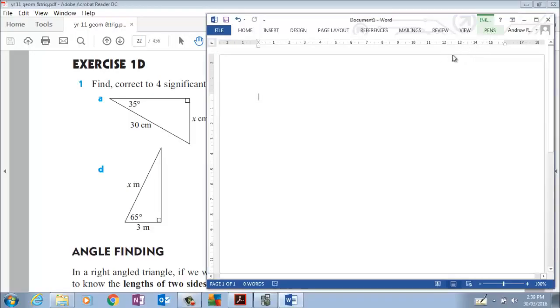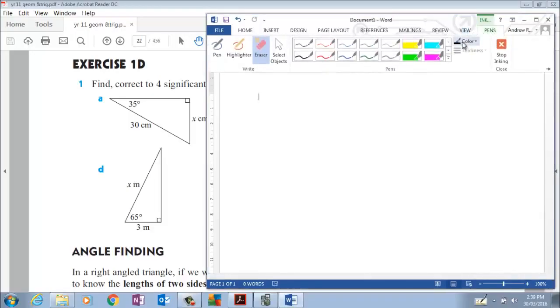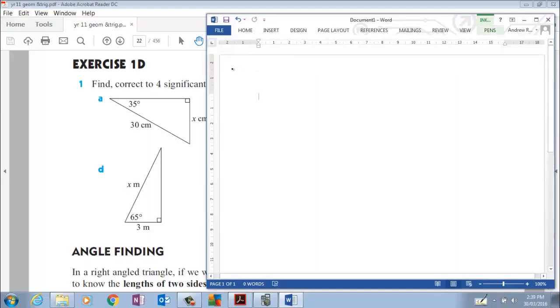Okay, now we're going to do exercise 1D, and this involves trigonometry, which should have been taught to you at length last year. First of all, we have right angle triangles, and in this one it's 35 degrees, 30 centimeters for the hypotenuse, x centimeters, that's the unknown for this side, so we have to find x.